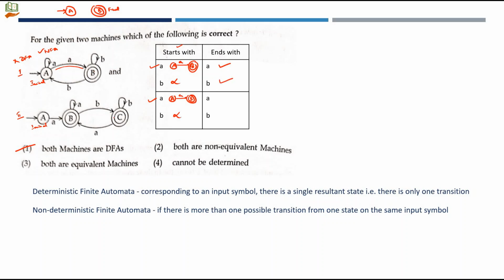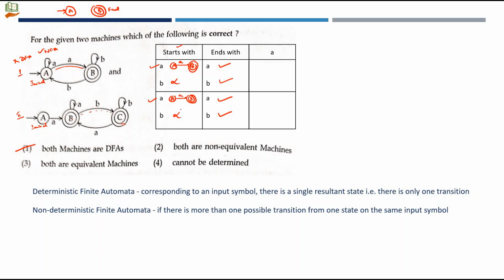What about the second machine? We have a transition from B to B with the input A. Can a string end with A? Yes, it can end with A. What about B? From state B to state C, we have a transition with input B, which is again resulting in a final state C. So based on this transition, we can say it can also end with B.